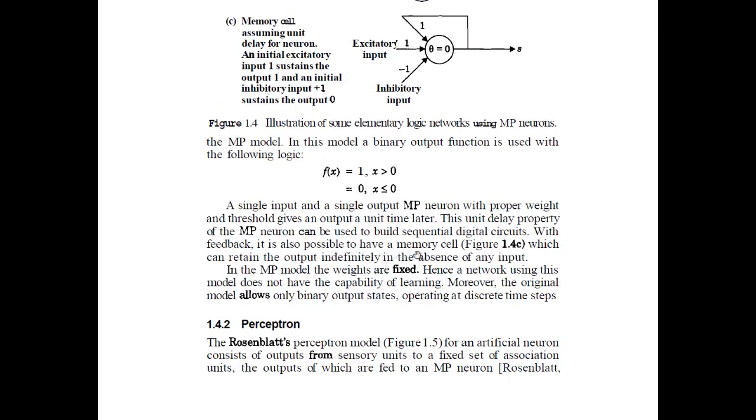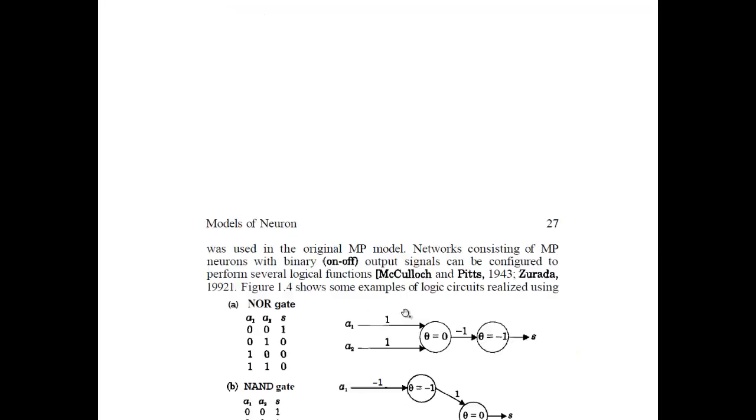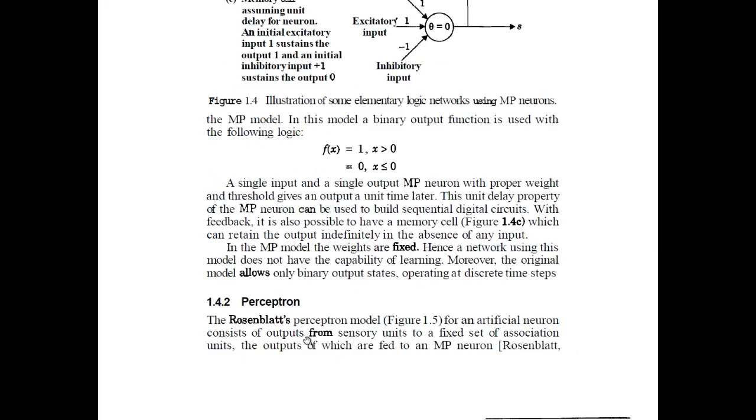It is also possible to have a memory cell. This example is illustrating a cell which can retain the output indefinitely in the absence of any input. So storing capability is also there. In the MP model, the weights are fixed, means you cannot change. Hence, a network using this model does not have the capability of learning. Moreover, the original model allows only binary output states operating at discrete time steps. So this is the drawback of it, that it does not have any learning capability because the weights cannot be updated.